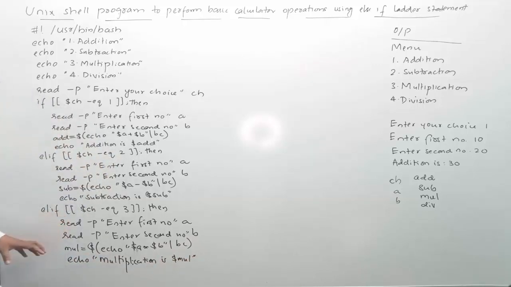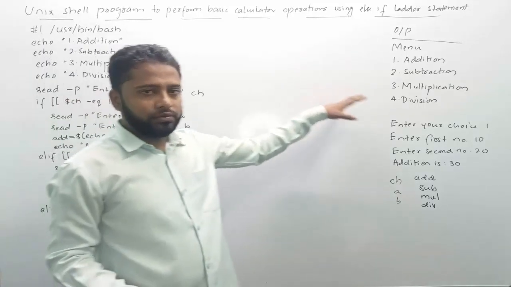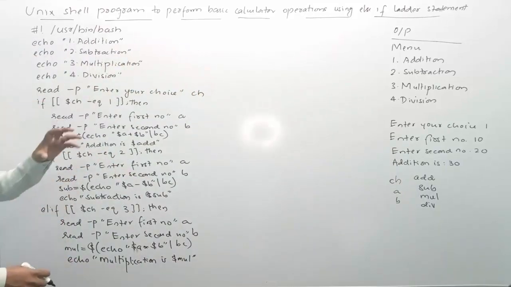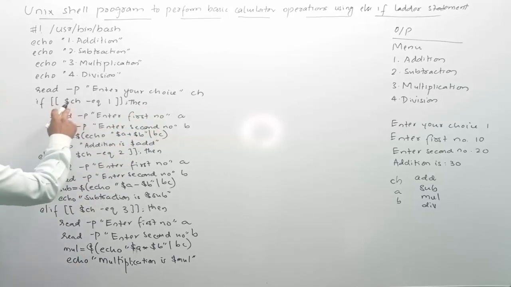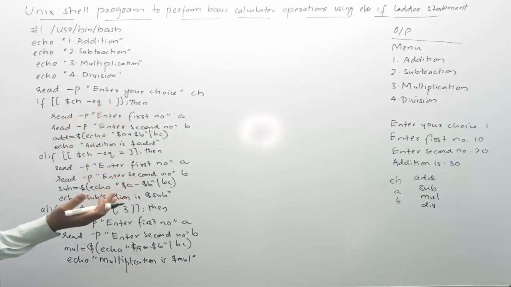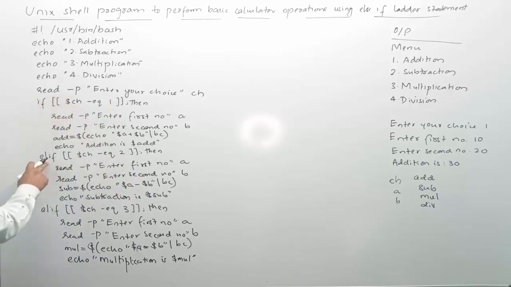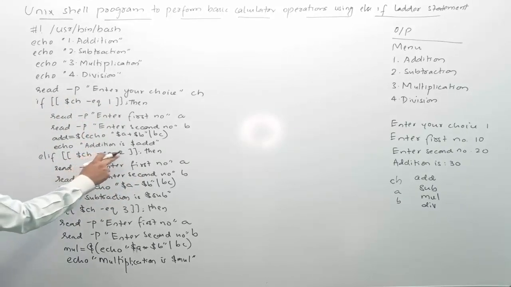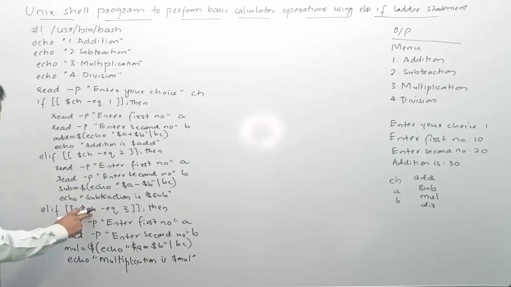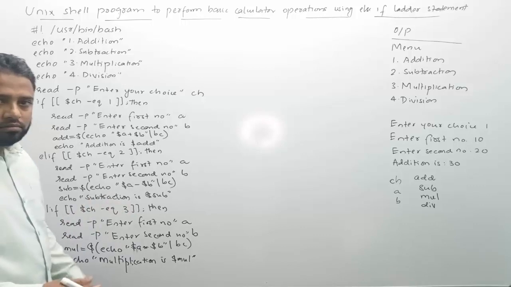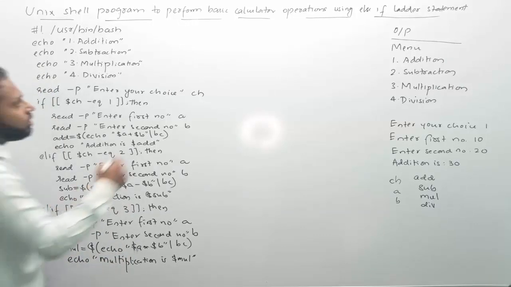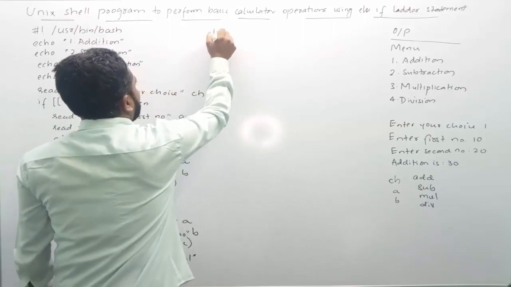Next, echo mul. Next, what if the user enters 4? One by one, each and every condition is checked for the input 4. Here ch will have the value 4. 4 is not equal to 1. Yes, the condition becomes false. That's why control will come to elif. 4 is equal to 2? No, the condition didn't get satisfied. That's why control will come to the next elif. Here also 4 is not equal to 3, obviously. So control will come to the next part.